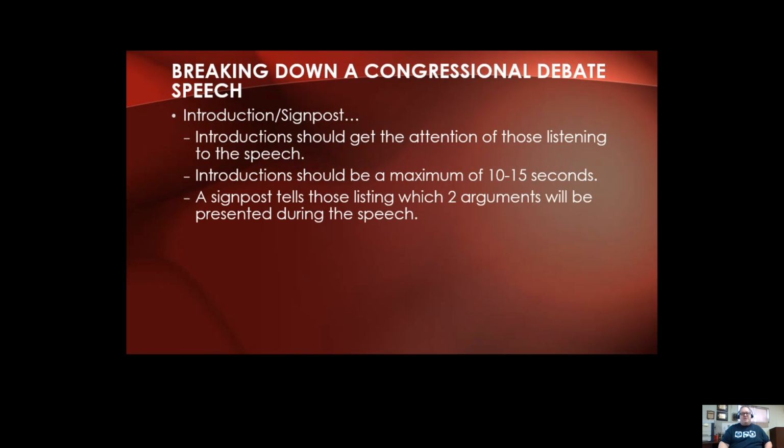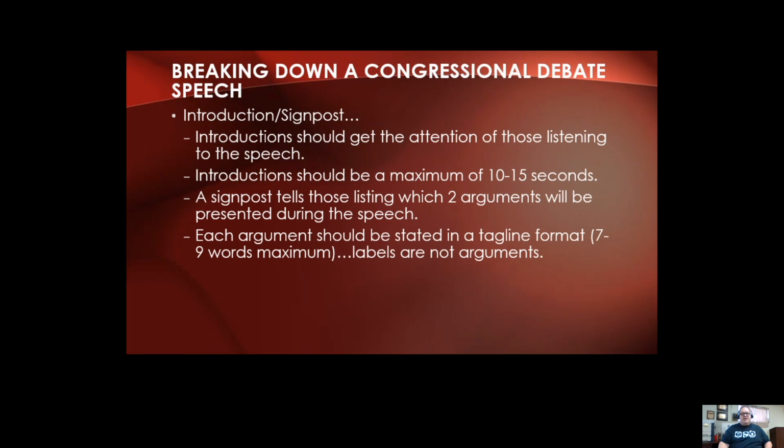A signpost is going to tell you the two arguments that are going to be presented in the speech. Each argument should be stated in a tagline format, and that means 7 to 9 words maximum. You're not looking for long, complete sentences. You need to indicate the essence of the argument in 7 to 9 words. Labels are not arguments. So to say economy, unemployment, those are labels. Those are not arguments.